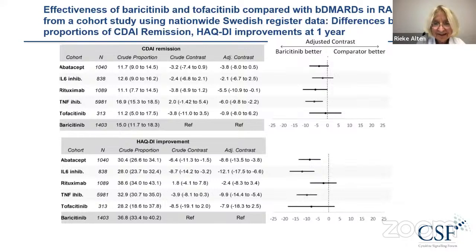Next slide, please. So especially here, the data for the CDAI remission showed us that the data for BARI were very convincing, and also what I mentioned before, the HAQ-DI improvement was also shown very nicely for a better outcome for baricitinib in this Swedish register data. These were the differences between the proportion of CDAI remission and HAQ-DI improvement at year 1. Next one.